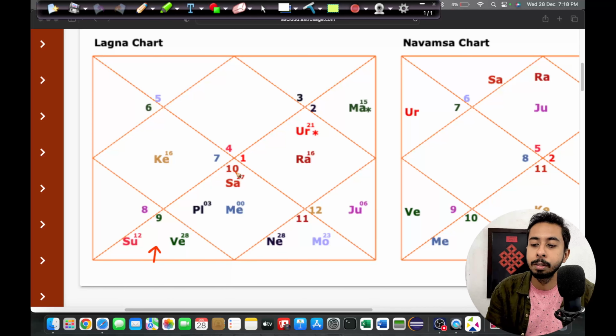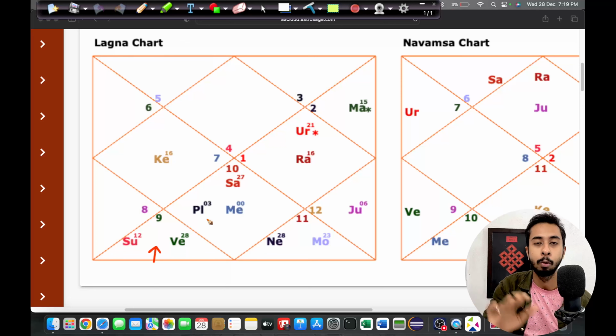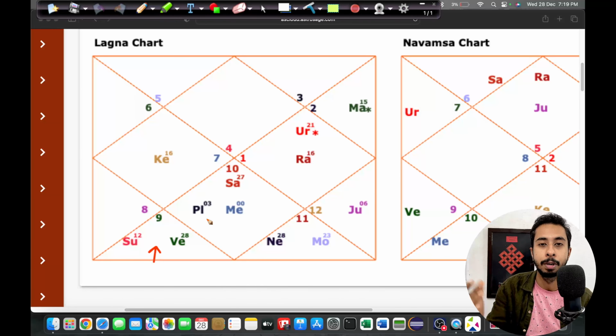Say you have this Mercury in house number 7. Now what happens? Your partners will be intelligent. Now if that Mercury is in a good position, that I'll talk about afterwards. But for now you understand that if Mercury is present in your 7th house, that is the partner's house, your partners will be good in communication, or they will be intelligent, they will be related to intelligence.